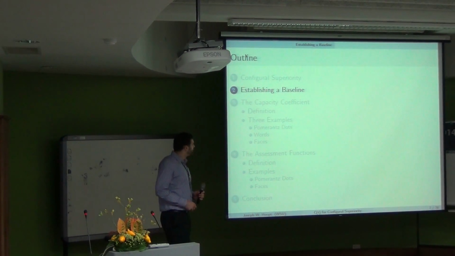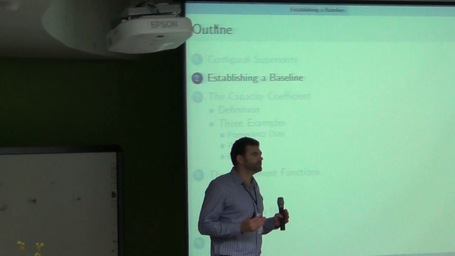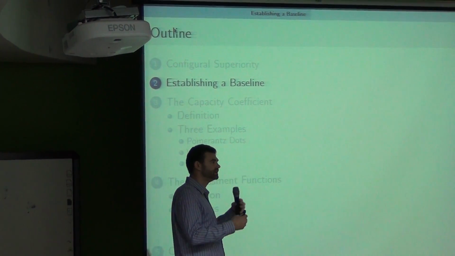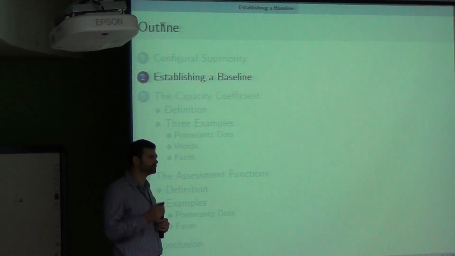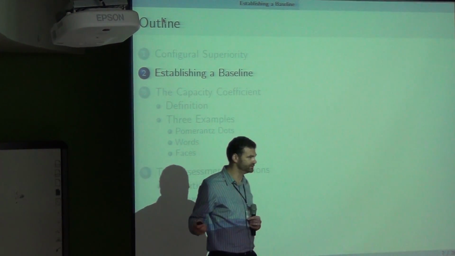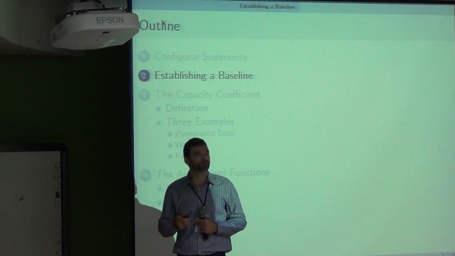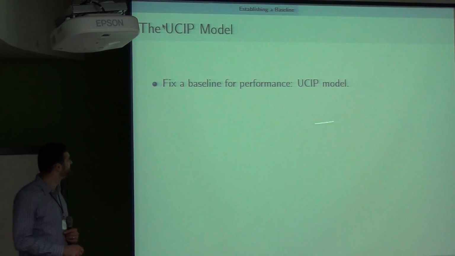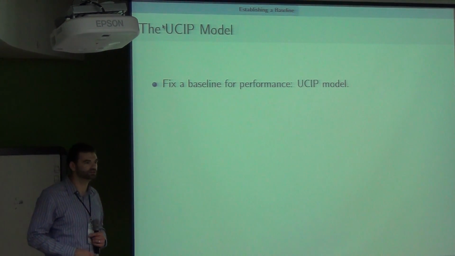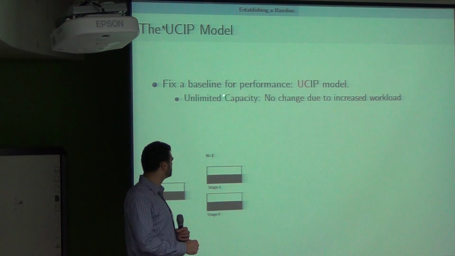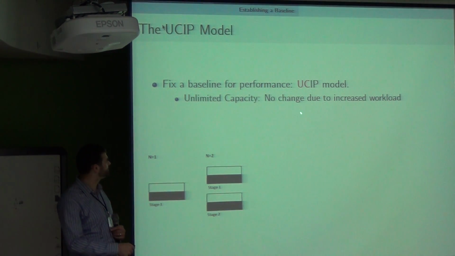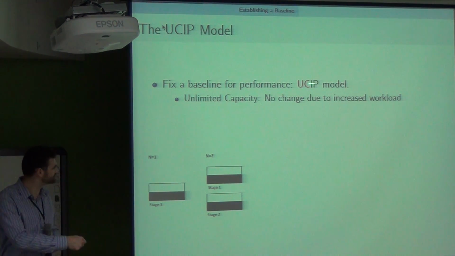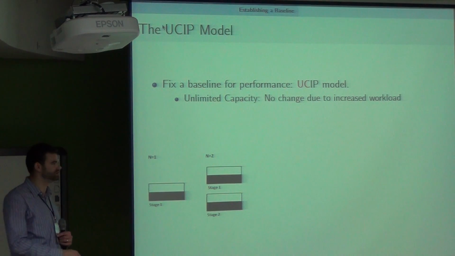Okay. So to be able to look across these different configurations, be able to compare things like misaligned faces to faces, as well as talk about the degree of configural superiority when we're, for instance, talking about faces or talking about words, we need to use a common baseline to measure each of these things. So if you were here yesterday, it should be no surprise that the baseline I'm going to use is this USIP model. So again, the assumptions of that, as a reminder, is unlimited capacity, no change due to increased workload. So as I give you more things to deal with in this baseline model, it doesn't change what's happening on each individual part.